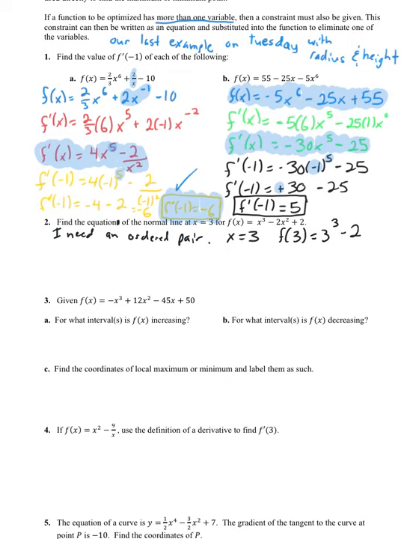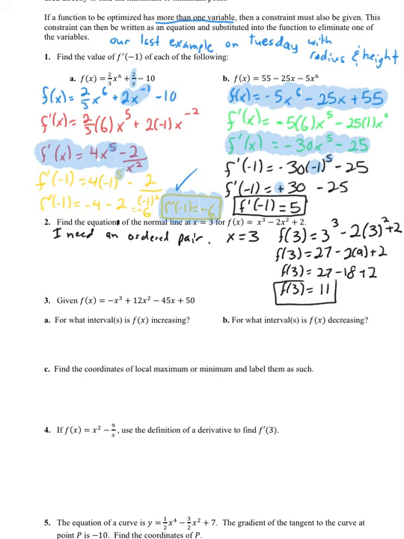So that's going to be the first thing I want to do for something like problem 2 here. Let's go ahead and solve and find the y value. If it's not given to me, I should be able to solve it really quickly and just figure out what f of 3 is. So I get 11. So my ordered pair is 3 comma 11. That's the first thing I need. That's step 1.